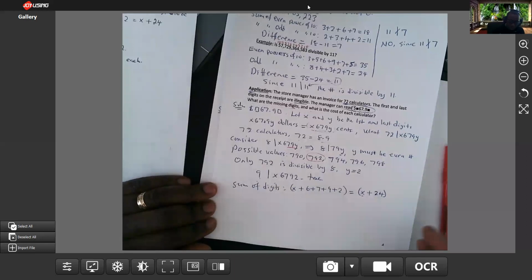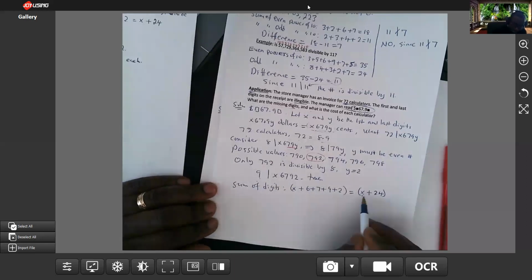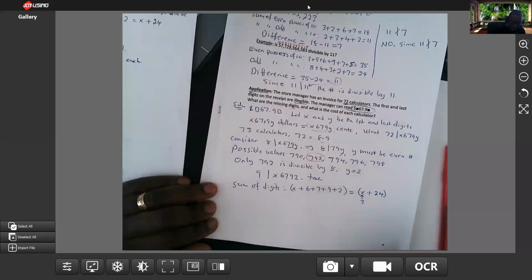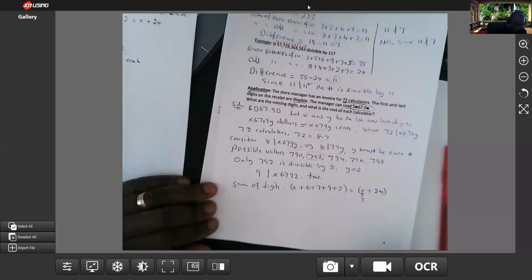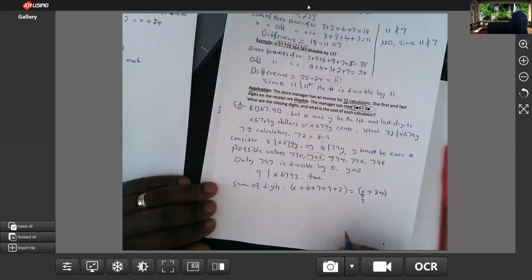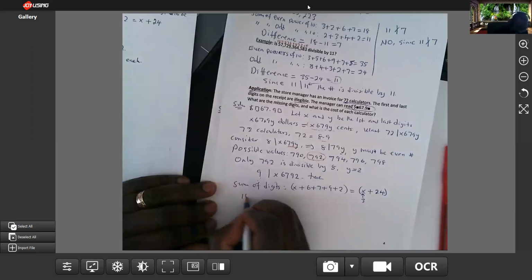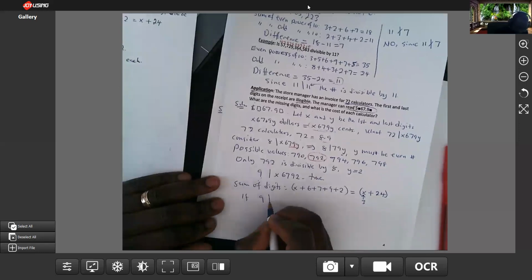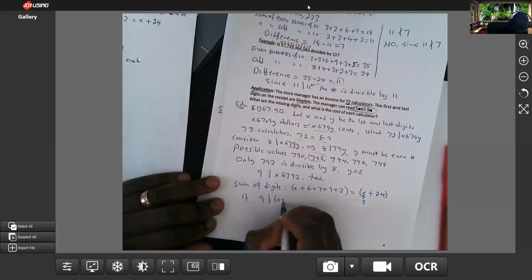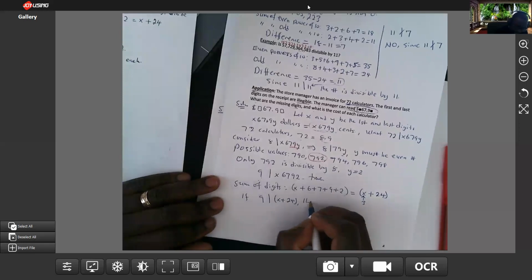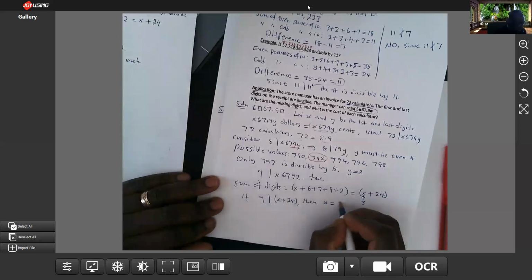X could be 0, 1, 2, up to 9. The only number that will work is 3. If this is 3, you get 27, and 27 is divisible by 9. Therefore, if 9 divides X plus 24, then X must be equal to 3 only.